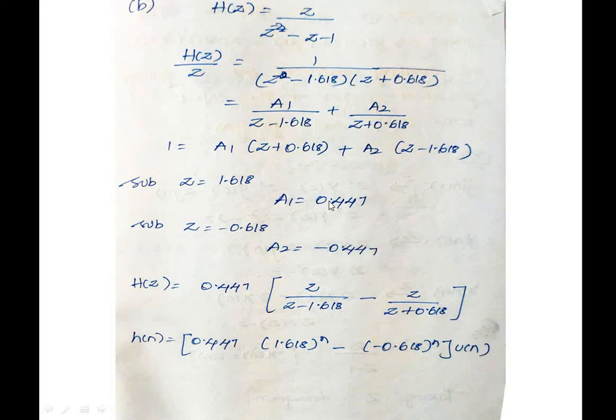So substitute the respective values of A1 and A2 in the previous equation and you get H(z) = 0.447 [z/(z - 1.618) - z/(z + 0.618)]. So apply direct inverse z transform and you get h(n) = 0.447 [(1.618)^n - (-0.618)^n] u of n, with u of n as common. So this is nothing but a^n u of n on z transform gives you z/(z - a). So the inverse we have applied here. Thank you.